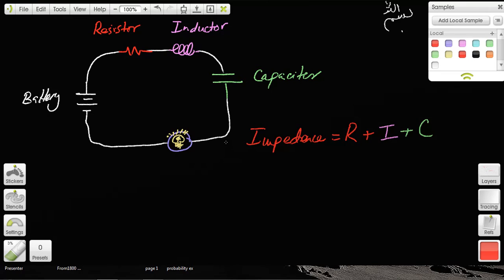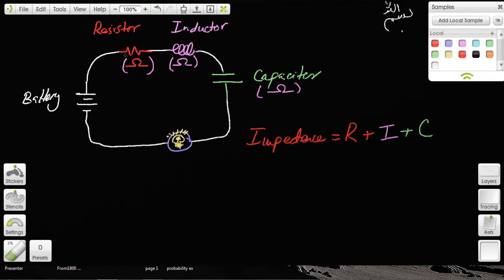So the total impedance, the total resistance to flow, as I said, all these three entities cause resistance to flow of current. It's called impedance, and it is a sum of these three. Now, it is not a regular sum; it's a vector sum. Okay, so that's what we're talking about here. They're all measured in ohms, and that's the symbol for ohms. It's Greek letter omega. Okay, so they're all measured in ohms.